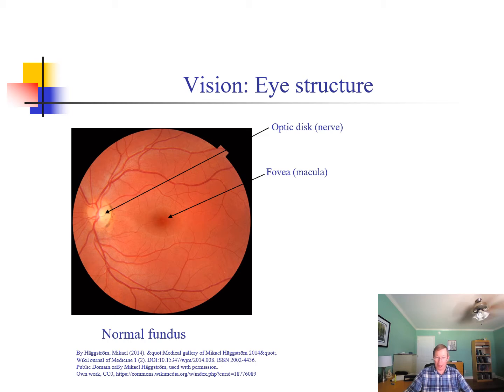You'll also see lots of blood vessels. The larger ones are veins, and the slightly smaller ones are arteries that you'll see throughout this image. And this is a sort of normal distribution of those blood vessels.